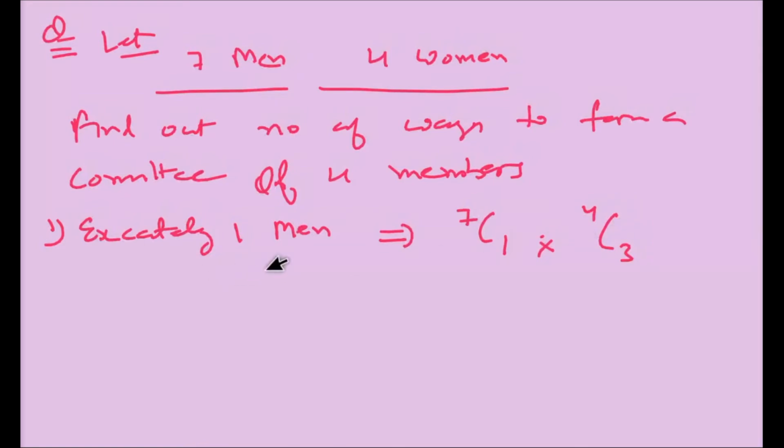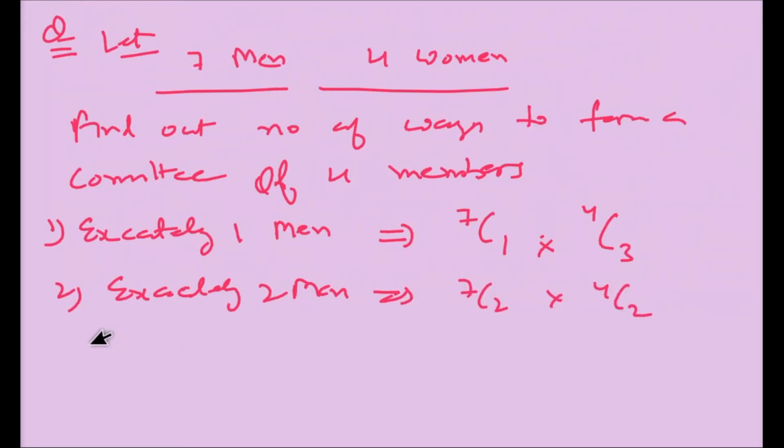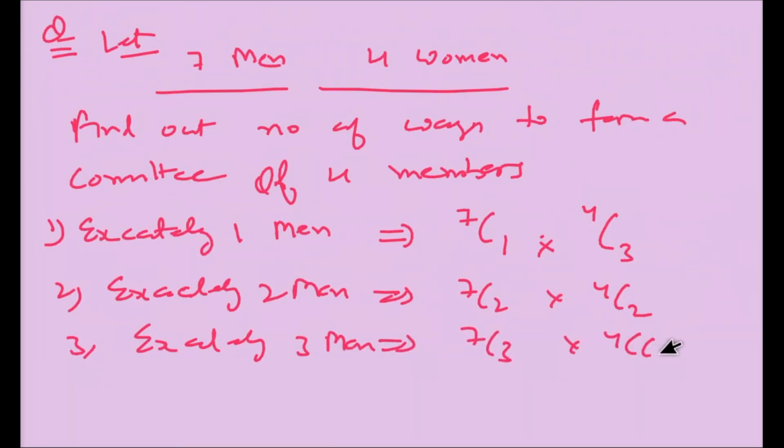Okay, exactly 1 man. Now exactly 2 men. So what do you have to write? 7C2, and 2 women you have to take here. Okay, exactly 3 men. So what do you have to do? 7C3, and 1 woman you have to take from here.